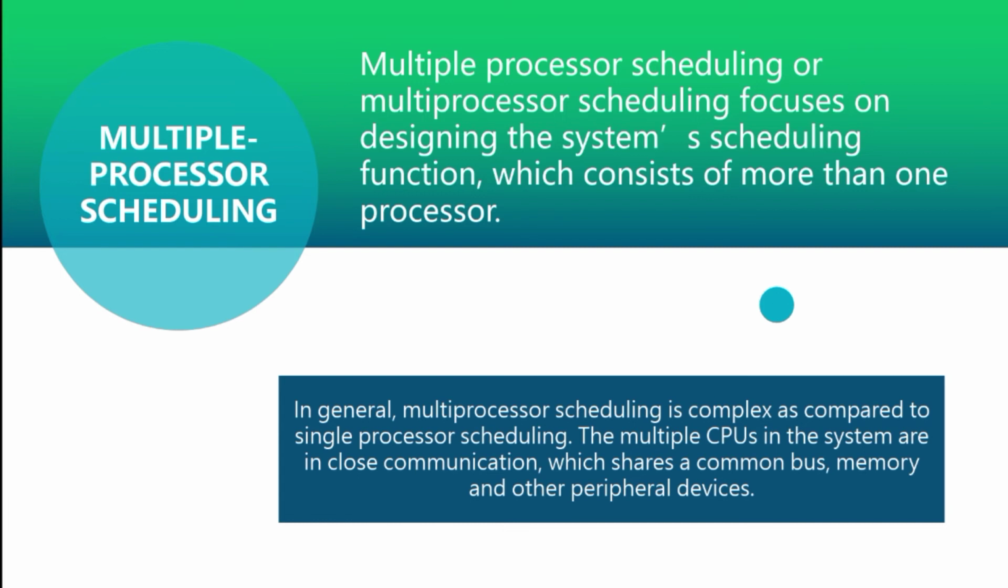The multiple CPUs in the system are in close communication, which shares a common bus, memory, and other peripheral devices. And that is why multiprocessor scheduling is complex, because it shares a common bus, memory, and other peripheral devices, which is very difficult to identify, and which is difficult to know and configure its processes. And that is how the multiprocessor scheduling is complicated.